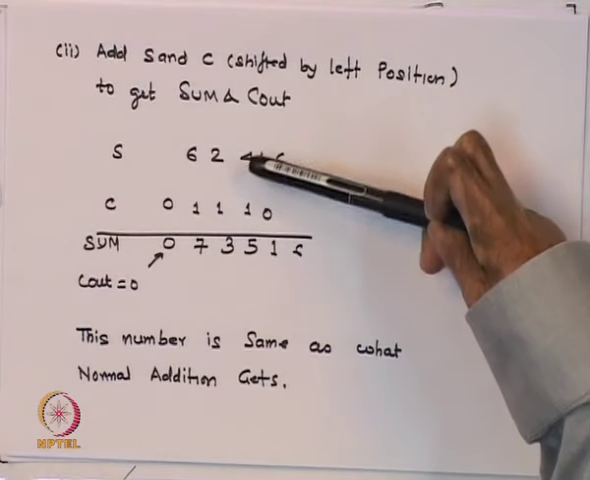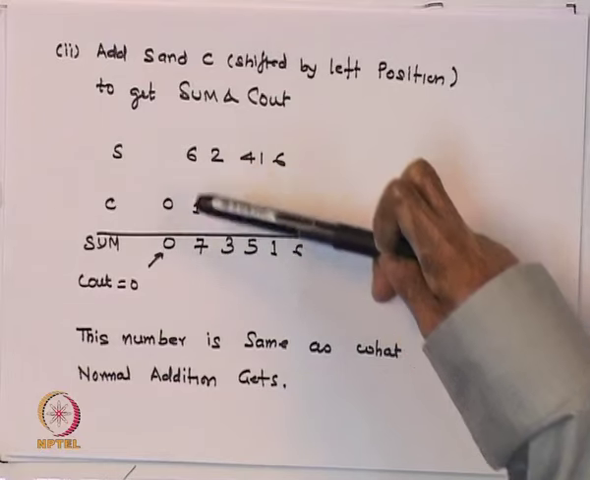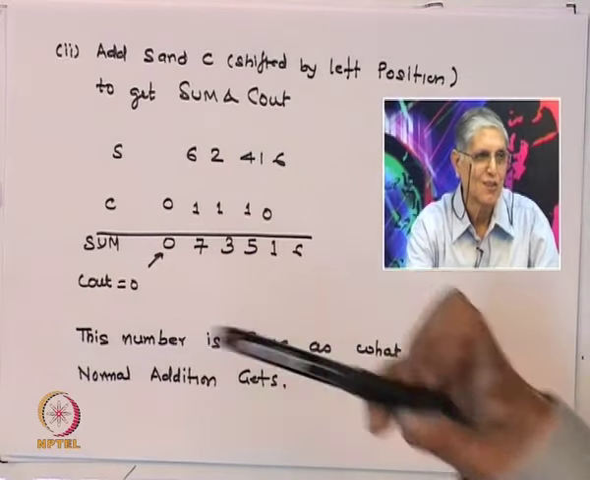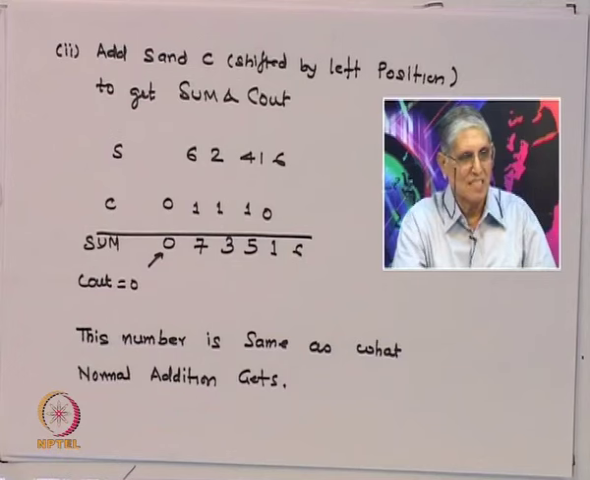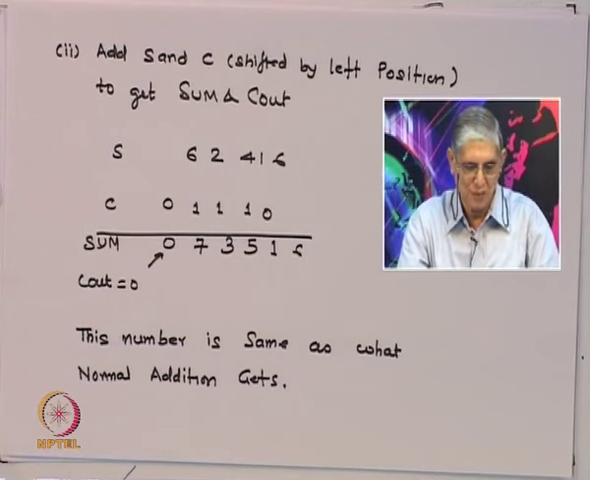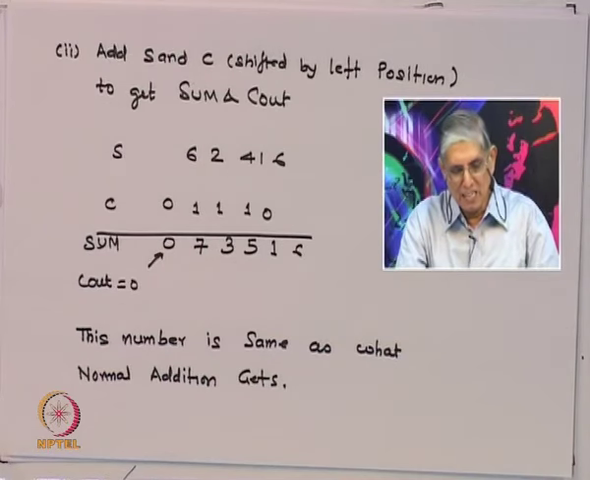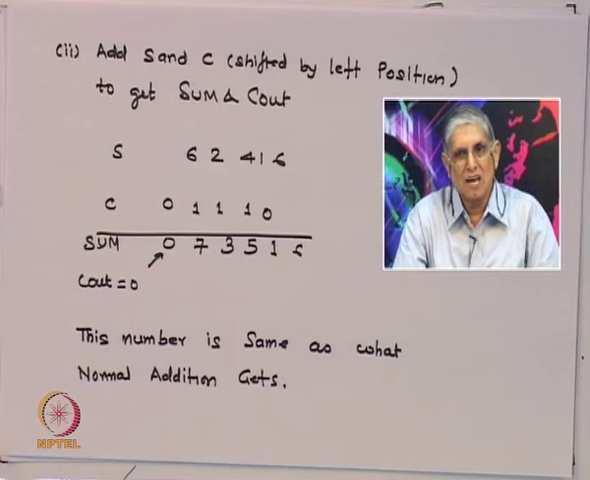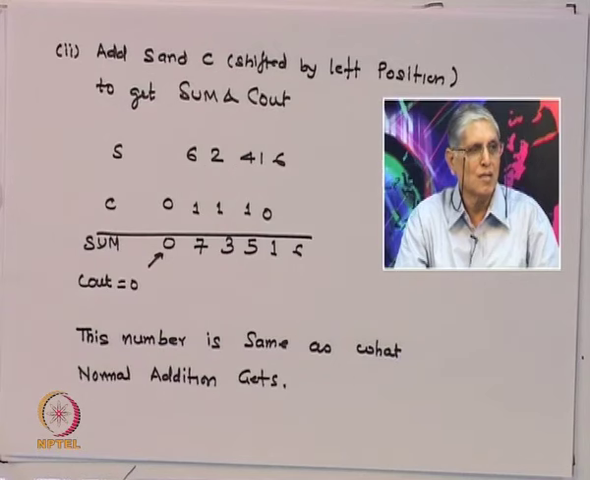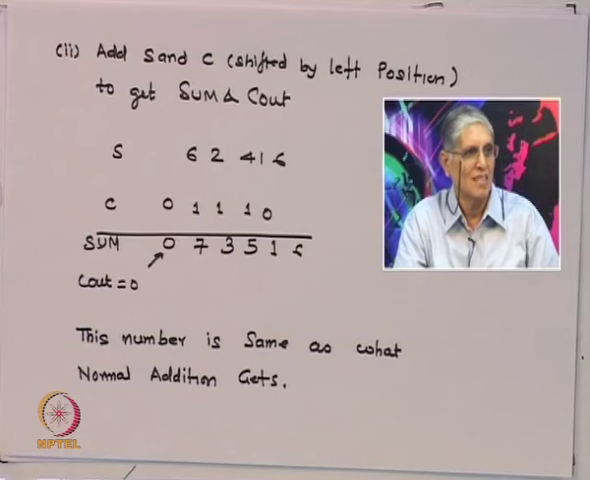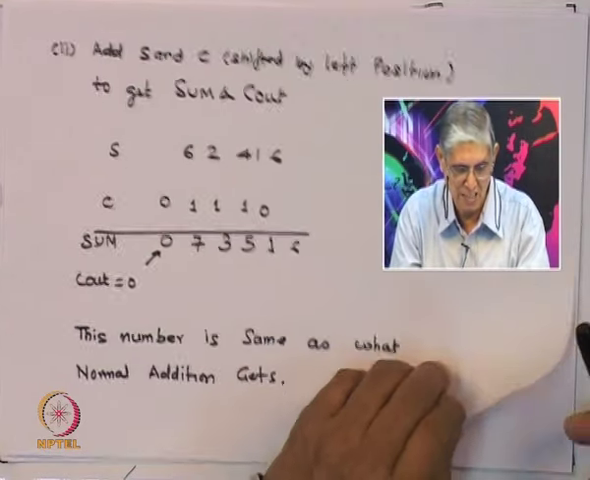So, I say 6, 1, 5, 3, 7, 73,516, the same sum, no carry. Okay. This number is same. So now I have an idea that if I have a larger number of bits, I can keep doing this operation and finally, at the end, I may put the initial carry and find out what has happened. So, this is the trick which carry save does, and here is an example for binary, same example.